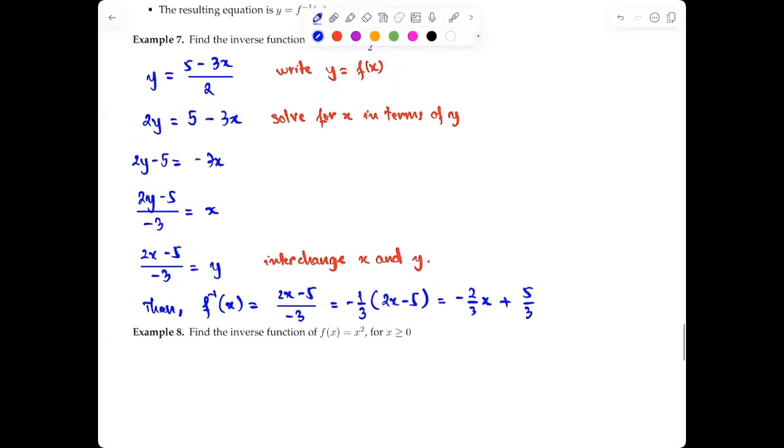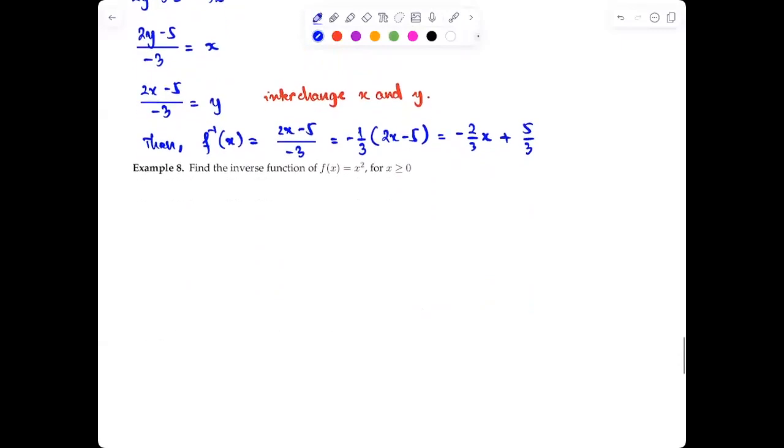So there are 4 steps again. First, they give you the one-to-one function, just write y equal to that function. The second step is to solve for x in terms of y. And then the third step is to interchange x and y. Then you get the answer at the end.